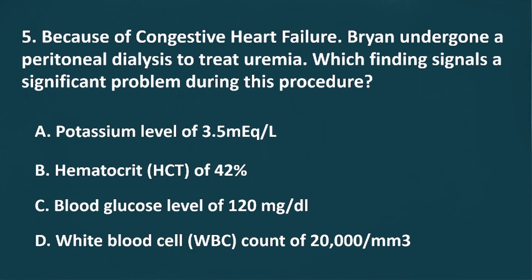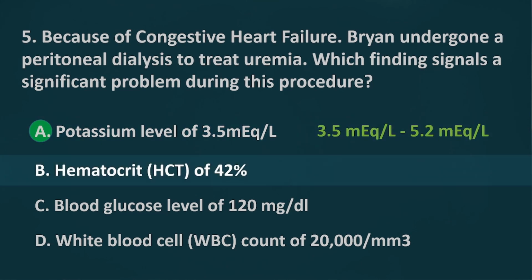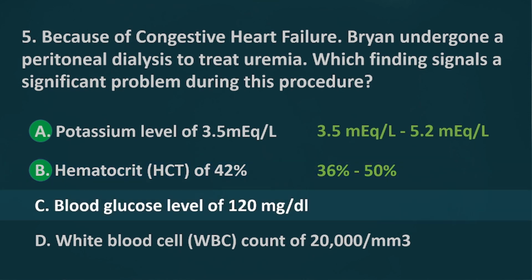Let's apply the process of elimination. The normal serum potassium level ranges from 3.5 to 5.2 milliequivalents per liter, making option A a positive statement. The normal hematocrit level ranges from 36 to 50%, which makes option B a positive statement. The normal blood glucose level ranges from 70 to 100 mg per deciliter, and a slight elevation is expected due to the dialysate solution, which makes option C a positive statement.